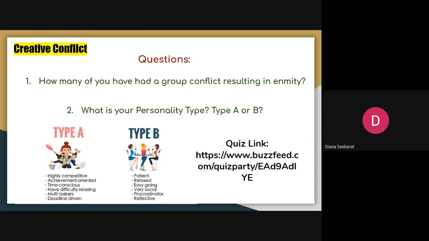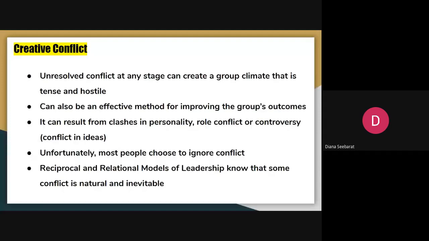Right. So my last topic is creative conflict, and this relates to unresolved conflict at any stage can create a group climate that is tense and hostile. It can also be an effective method for improving the group's outcomes, and it can result from clashes in personality, role conflict, or controversy, such as conflict in ideas. And unfortunately, most people choose to ignore conflict.